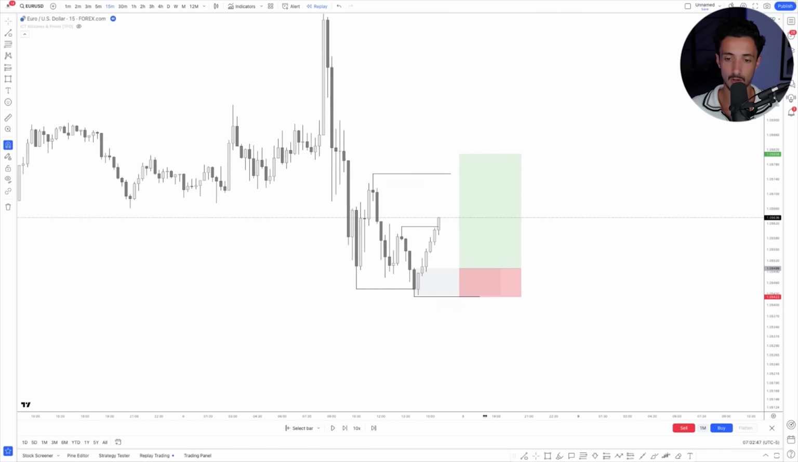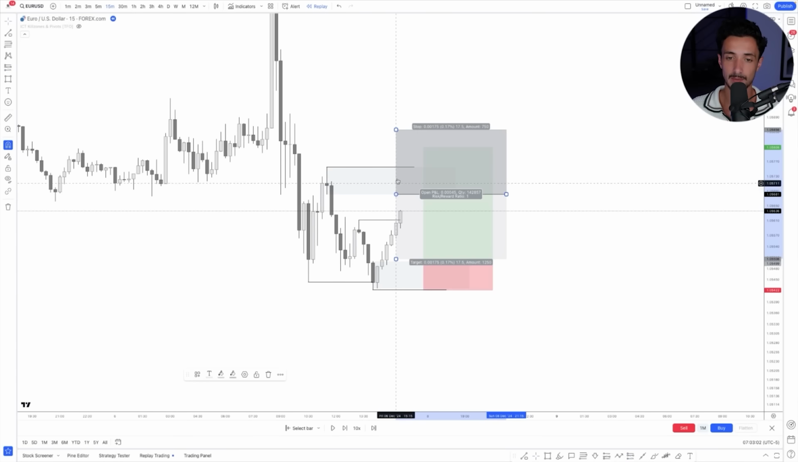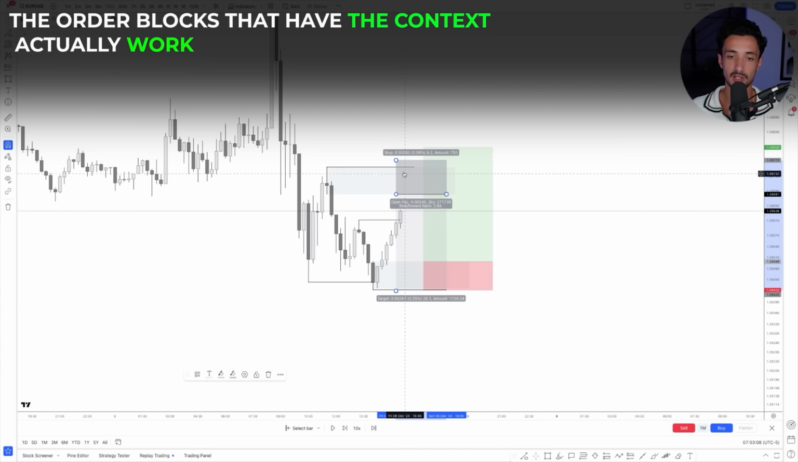So there's two types of traders. So many traders aren't even aware of this. They'll be trying to buy this bullish order block after this small market structure shift, not realizing that there's a perfectly good bearish order block that sits in here, one that actually makes sense to trade because there is context behind it. So understanding, not every single order block works. Obviously, it's the order blocks that have the context that actually work.